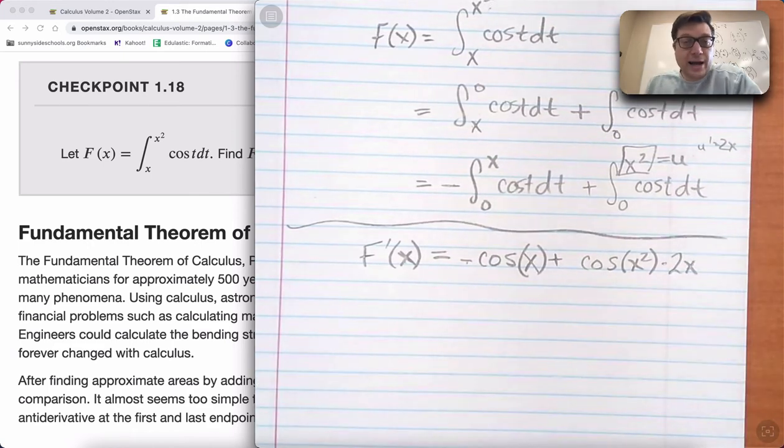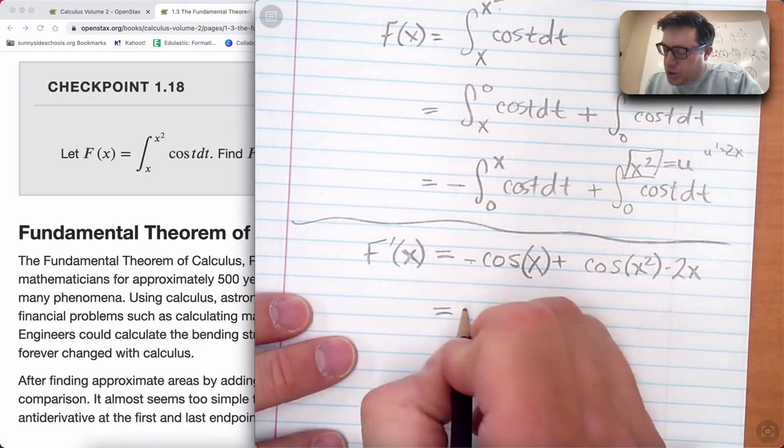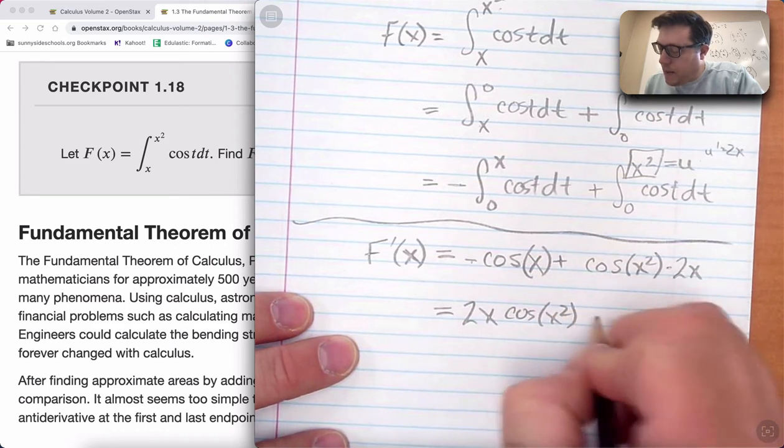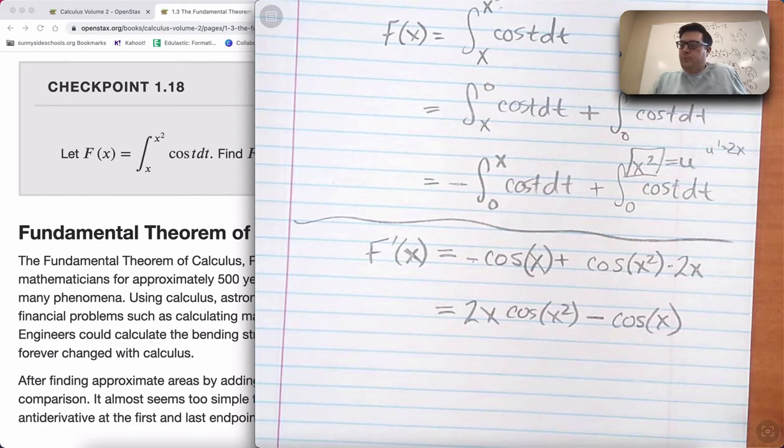Okay, so therefore, as we have it, the derivative, I'm going to move this all around nicely: 2x cosine of x squared minus cosine of x. Should we think about some of the properties that we can do with that x on the inside? Yeah. Is it necessary? No. We have an equivalent expression.